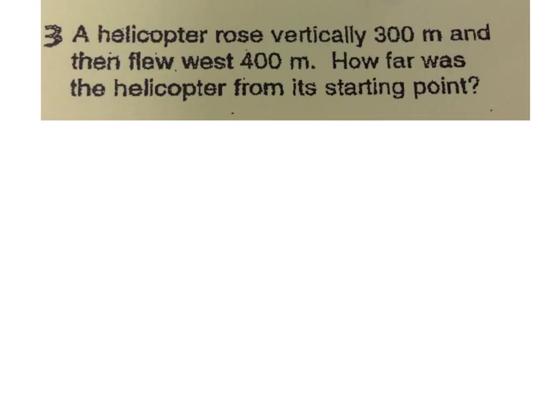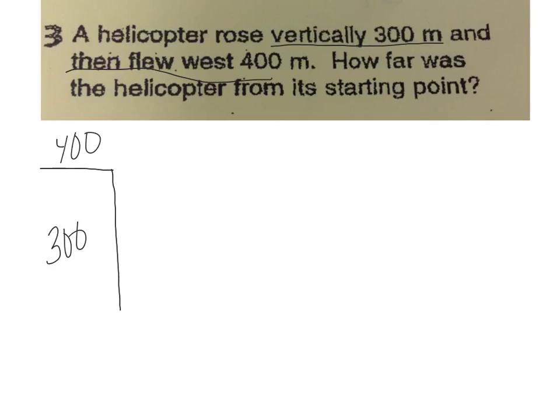So number 3 can be a little bit more difficult just because it doesn't have a diagram to it. We're going to have to actually draw the diagram. So let's look at some words that might help us. Vertically, 300 meters. So when I draw that, I'm probably looking at a vertical line of 300 meters. And then it flew west. Okay, so west would be usually to the left, 400 meters. So I'm actually going to move this 300 over here, and I'm looking for this distance from here to here.